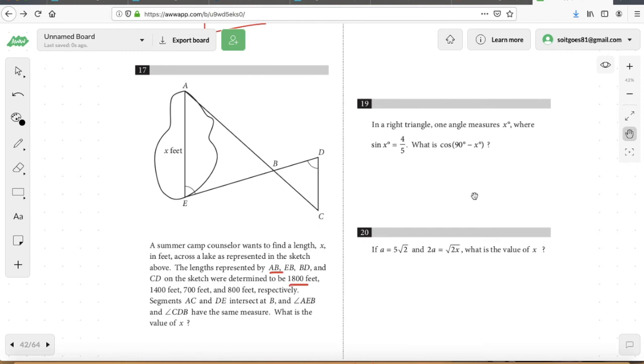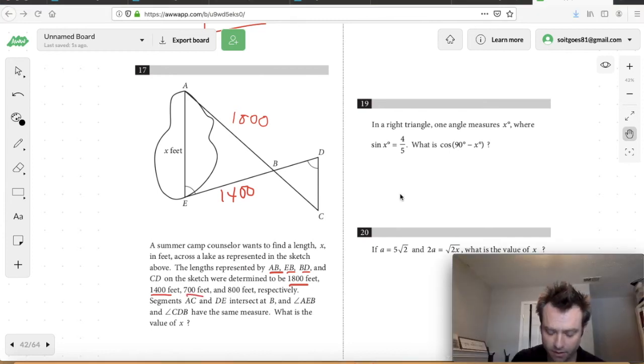That's 1,800 feet. So I'm going to label that right off the bat. EB is 1,400 feet. That's the next term. EB is right here. That's 1,400 feet. BD is 700 feet. 700 feet is BD. And then CD is 800 feet. I'm just going to label that for DC. So I think 800 feet. Okay, great. And they're asking us for x feet. That's line AE. Right there.